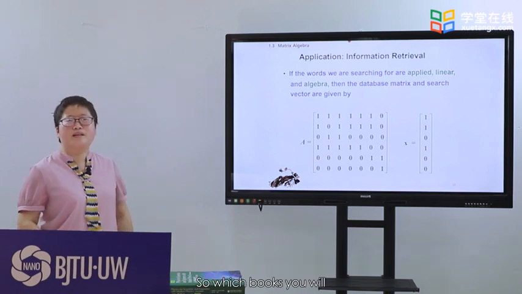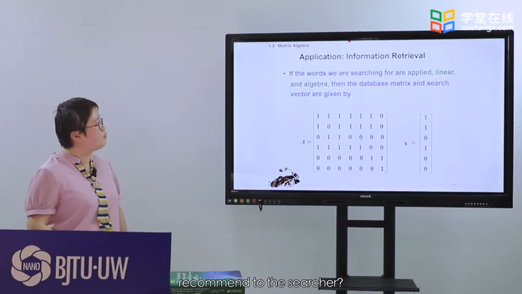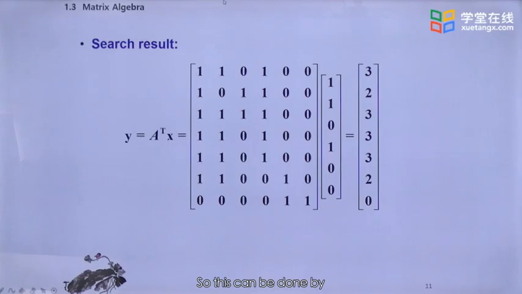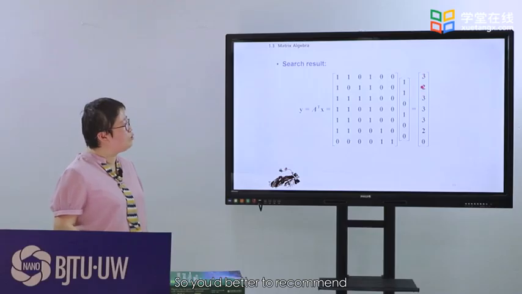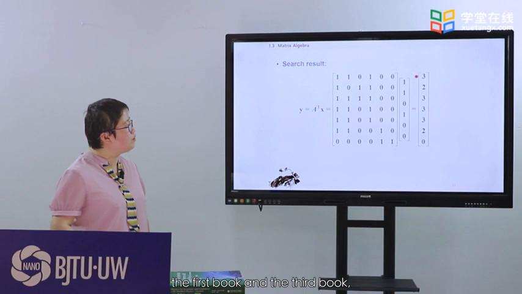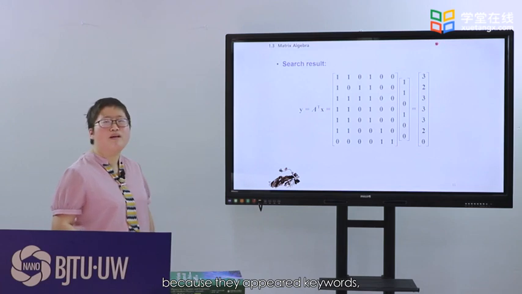So which books will you recommend to the searcher? This can be done by matrix multiplication. You can use y equals A^T times x. Here you use the transpose of a matrix, and you also use matrix multiplication. So use this A^T times this vector, and you will get a score vector here. So you had better recommend the first book, the third book, the fourth book, and the fifth book, because they contain more of the keywords than the other books.